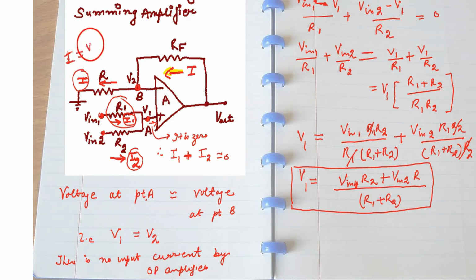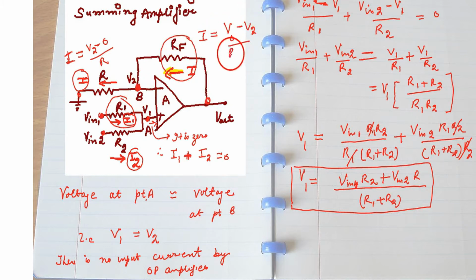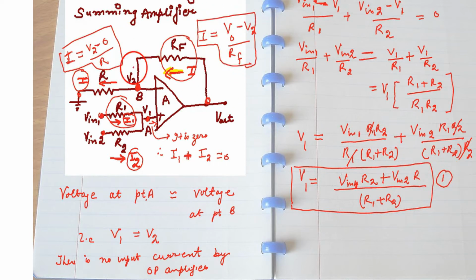The current I across R: the potential difference across R is V2 minus 0. Now the current I through RF: the potential difference is here V0 minus V2 upon RF. Now because these two currents are the same, let this be equation 2 and this equation 3. From 2 and 3, because I is the same, equating the two.